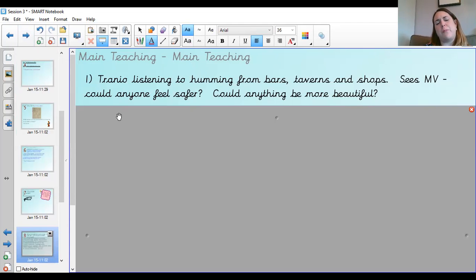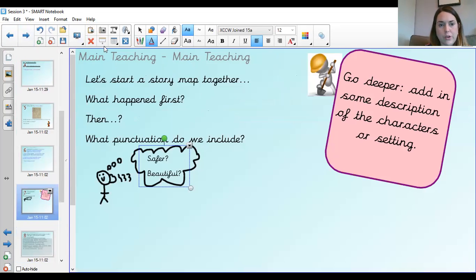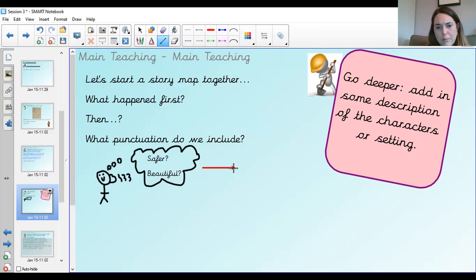What could the next point be on my list if I've only got 10? Have a think. What could be under here? I said the next thing I'd like to draw is where he invites Livia to play jacks. So I'm going to do an arrow. Let's have a nice red arrow. The red arrow is going to point to my next picture.